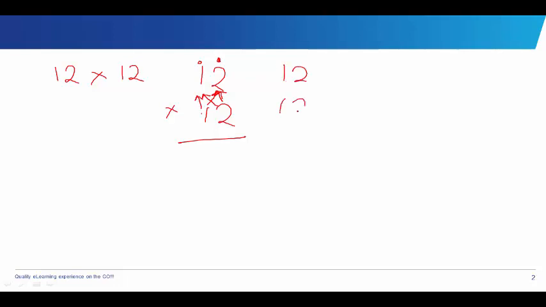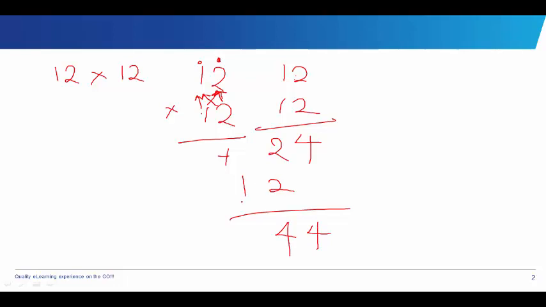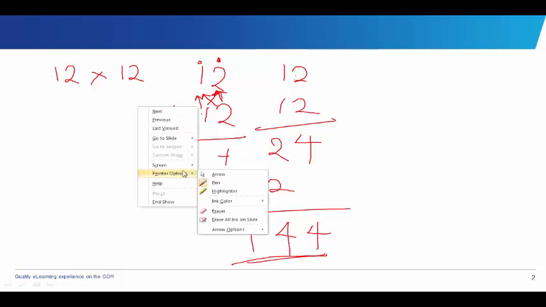So 12 times 12. Now 2 times 2 gives us, start from here, 4. 2 times 1 will give us 2. Then 1 times 2 will give us 2. Write it here, just another 1. 1 times 1 is 1. I will add 4. We bring down the 4 here. 2 plus 2 is 4. 1 we bring it down here. So our answer is 144. Now let's try other examples.